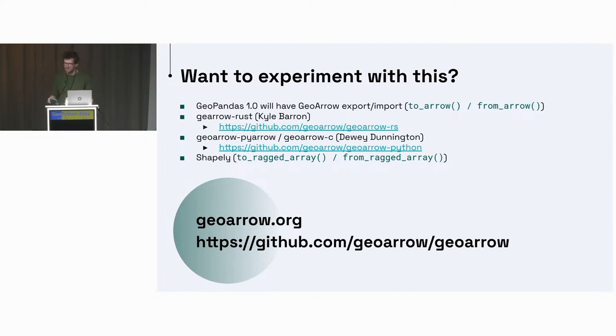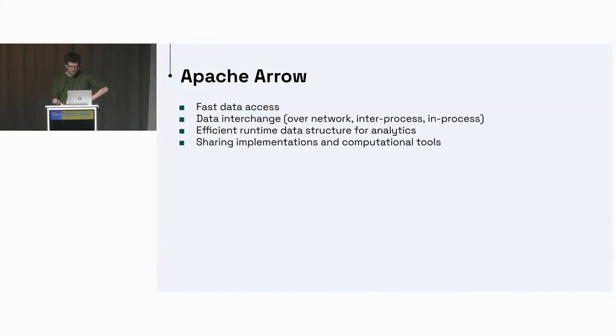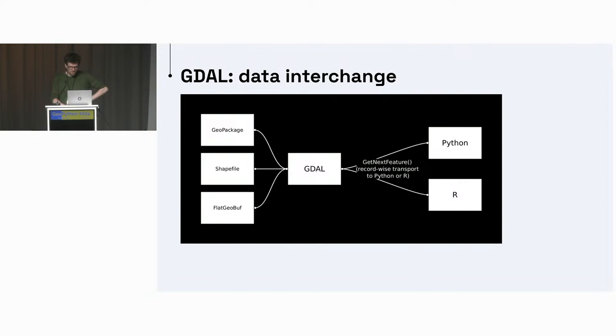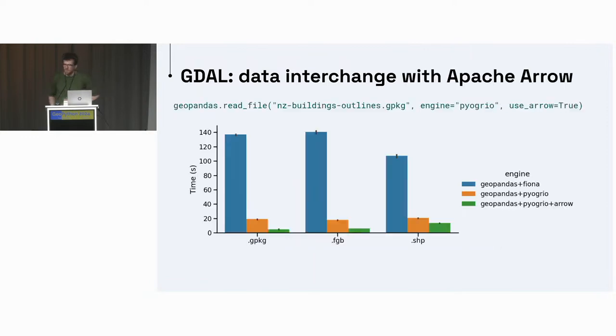Thank you. Thanks, Joris. In your GeoPandas example at the beginning of the presentation, there was a read file function, and you passed the to arrow or from arrow options. So, use arrow. Is there any reason why it's not always true? And are there advantages or inconveniences?